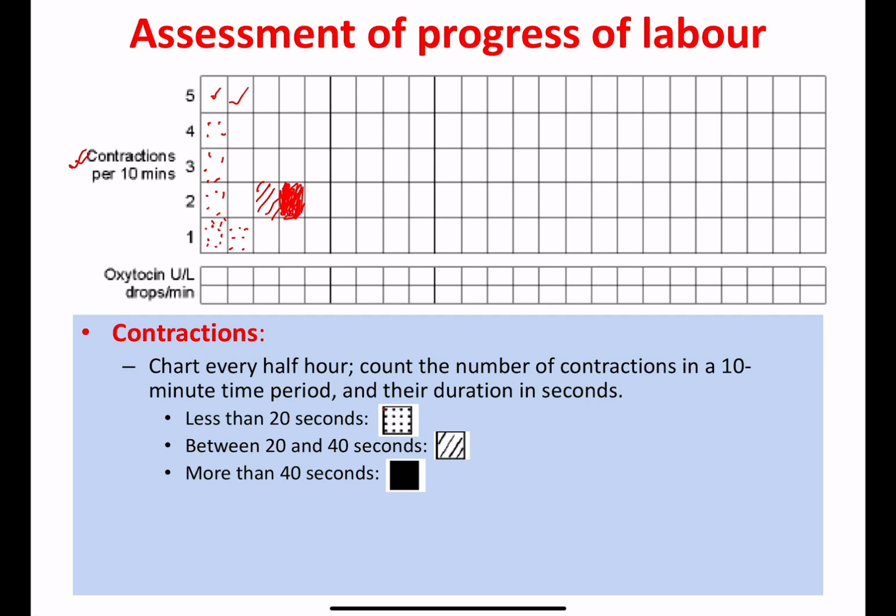So on average, as we had a discussion in a class before, there should be 2 to 5 uterine contractions, and each should be above 40 seconds to have a progressive or satisfactory progress of labor. It should be above 40 seconds, more than 40 seconds, the contraction should be there to have a successful uterine contraction.